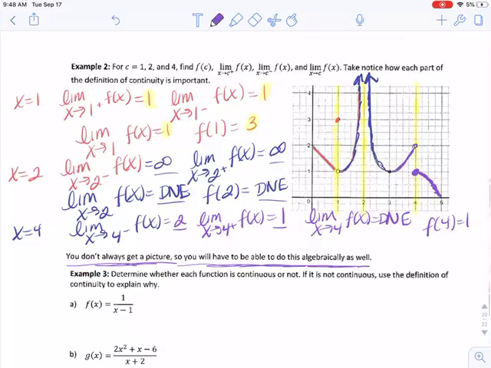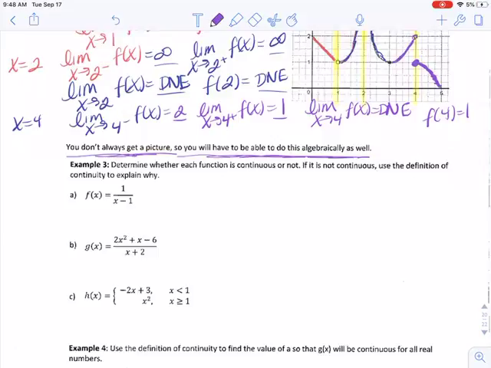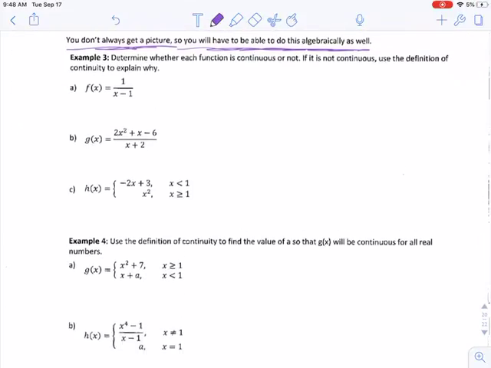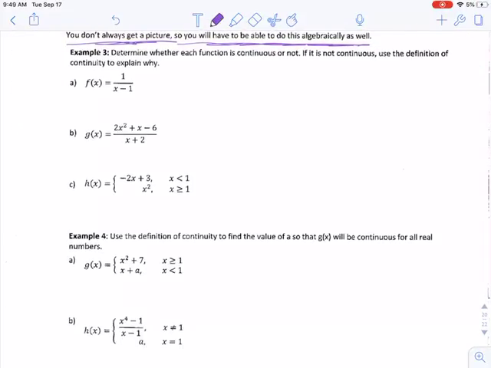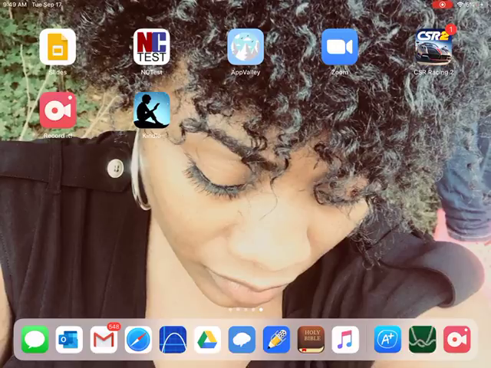All right. So, moving on. Determine whether each function is continuous or not. If it is not continuous, use the definition of continuity to explain why. Well, you can look at the graph of these. So let me open up Desmos. All right, the first one.